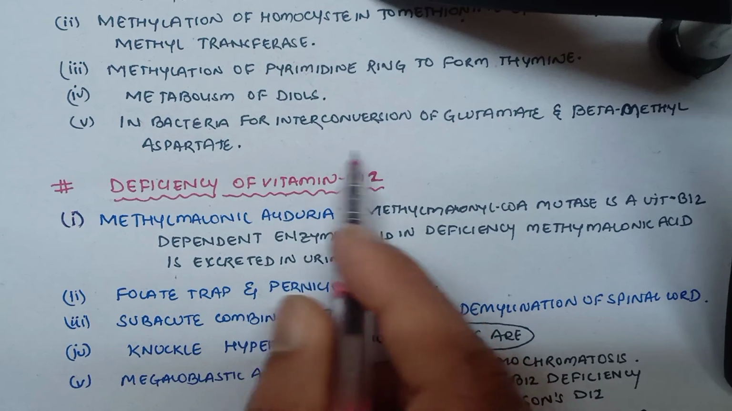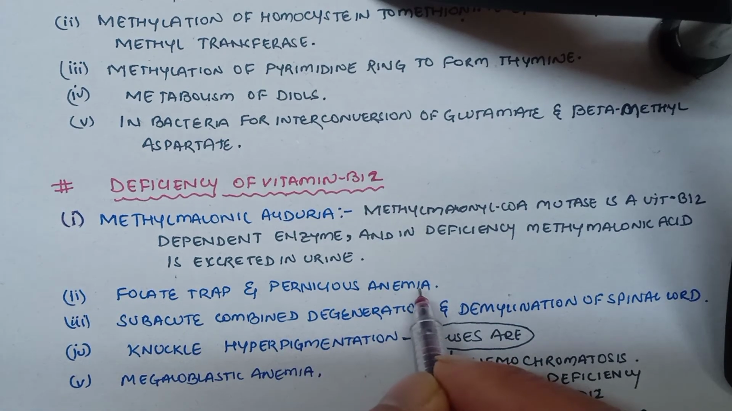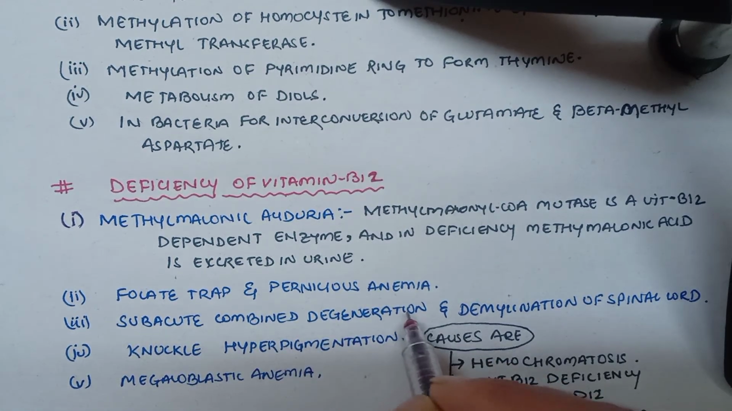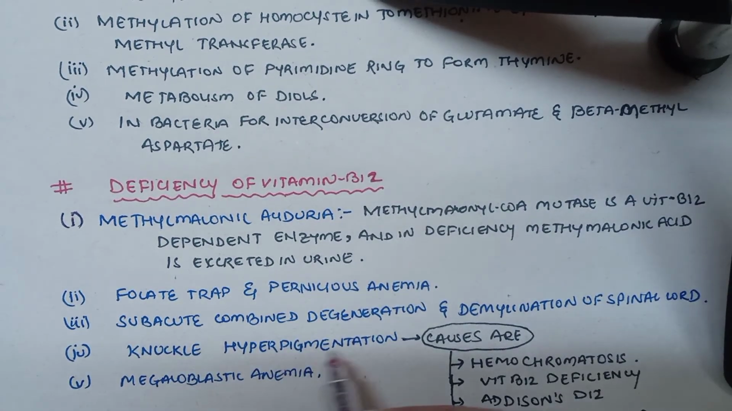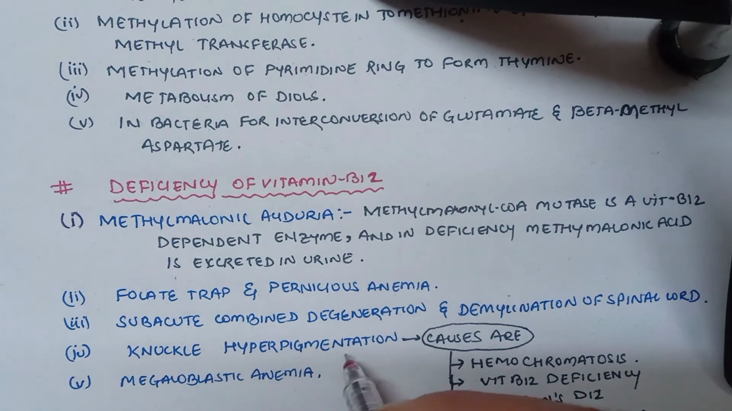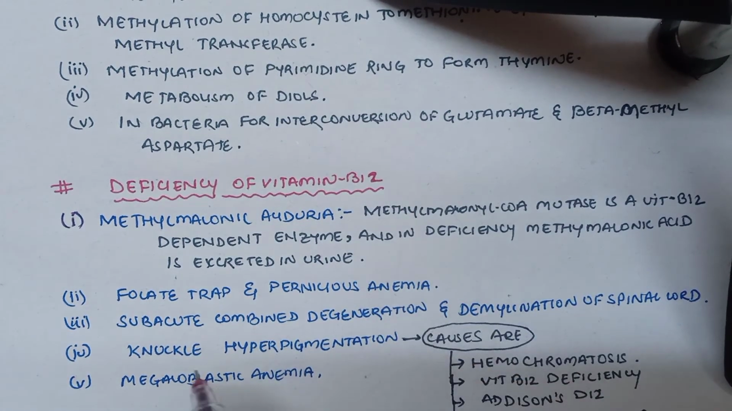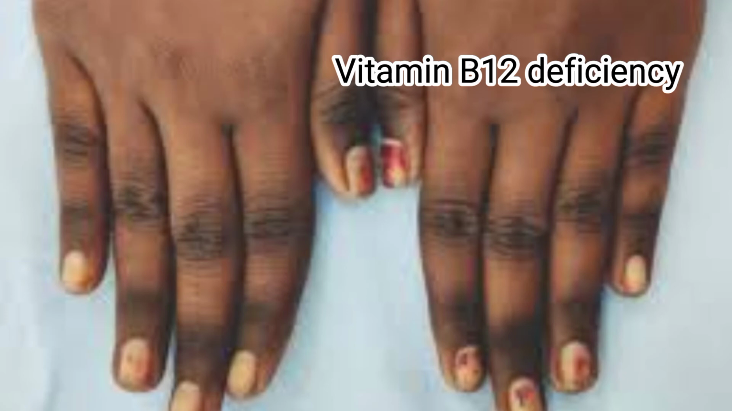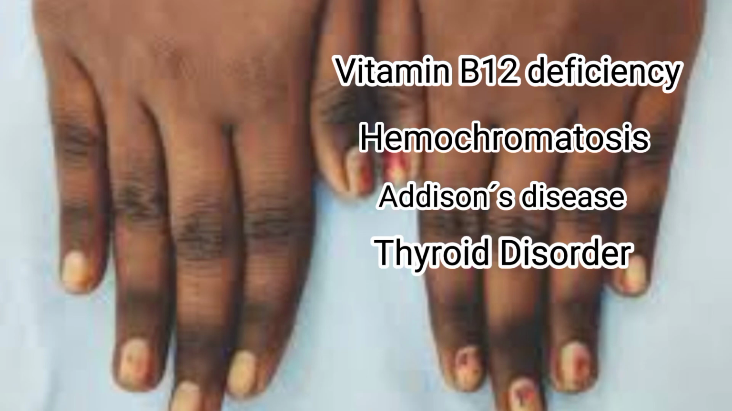Deficiency of vitamin B12 can also cause folate trap and pernicious anemia. It may lead to subacute combined degeneration and demyelination of the spinal cord. Knuckle hyperpigmentation may also be a common manifestation of vitamin B12 deficiency. Other causes of knuckle hyperpigmentation besides vitamin B12 deficiency are hemochromatosis, Addison's disease, and thyroid disorder.